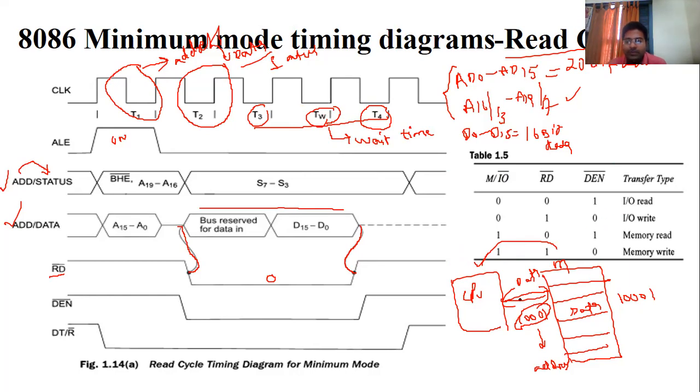Once the read operation is performed, the data is there. For suppose 1101 is our data. The data is available on the bus, but the microprocessor is not transferring the data yet. It checks whether that data is correct or not. For that purpose, DEN bar is again 0. So it is on: data enable.